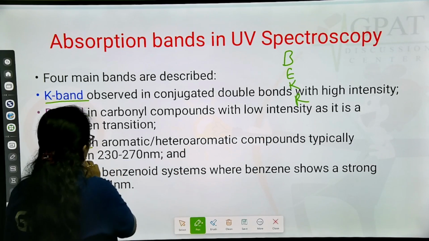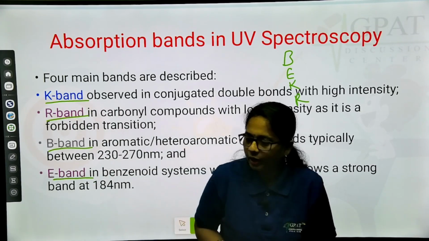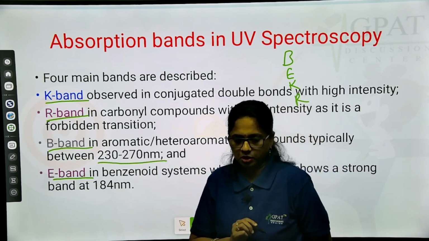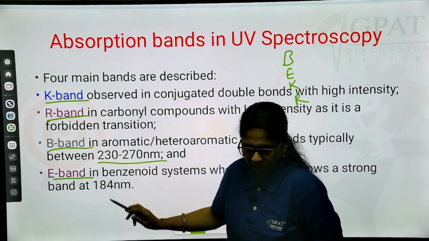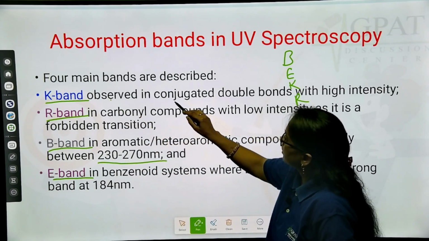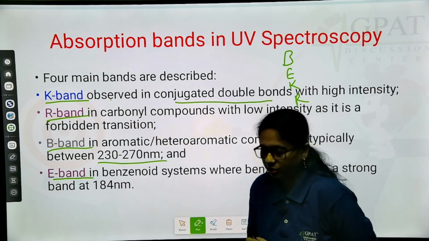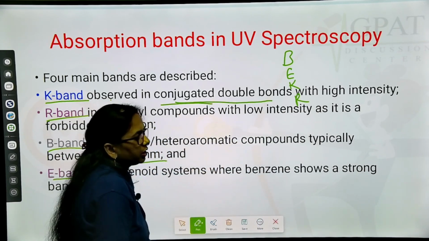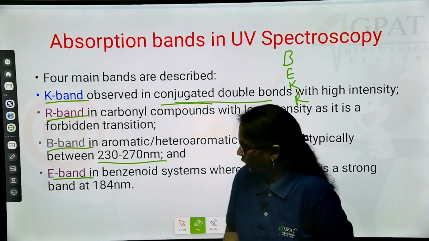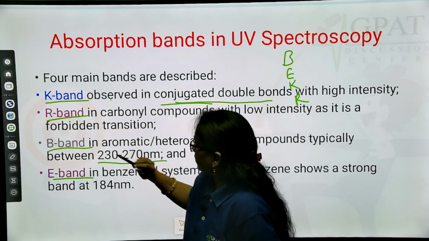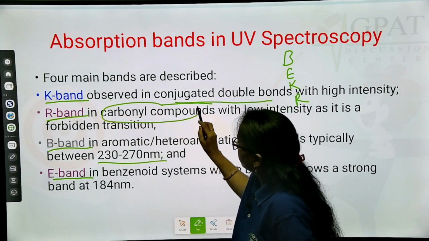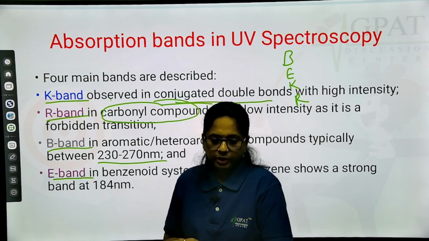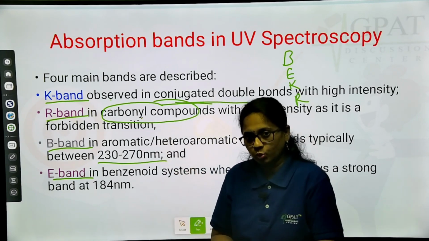B bands are going to be observed in aromatic or heteroaromatic compounds, typically between 230 to 270 nanometer. Whereas K bands you are going to see in conjugated double bonds. Whenever you observe conjugation in the chemical structure, with high intensity, these K bands are observed. R bands are especially observed in carbonyl compounds, but with very low intensity because of forbidden transitions.